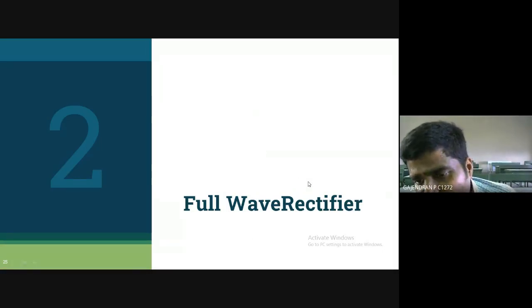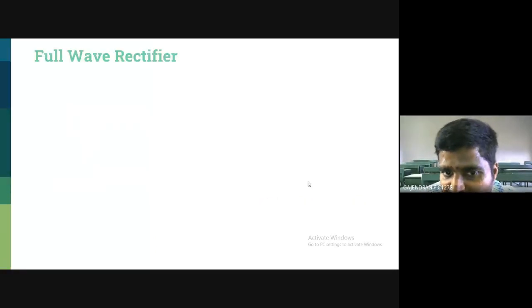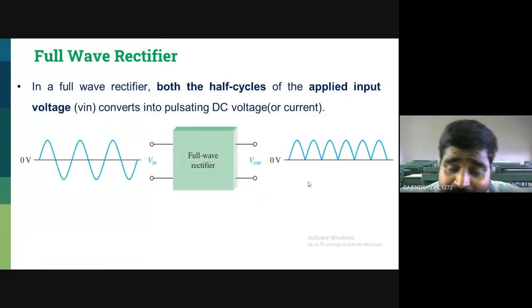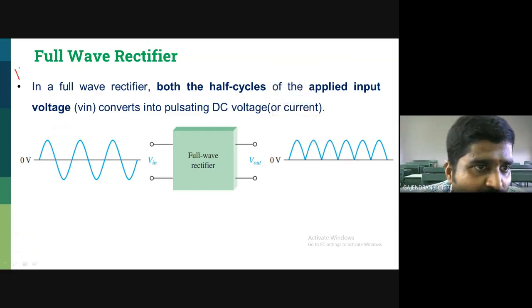Whether the output waveform will vary with respect to half wave rectifier or input waveform will vary. Output waveform alone it varies. Am I correct? So again I am going to get the pulsating DC. What is today's date? 17/4. Please mark today's date and start right.